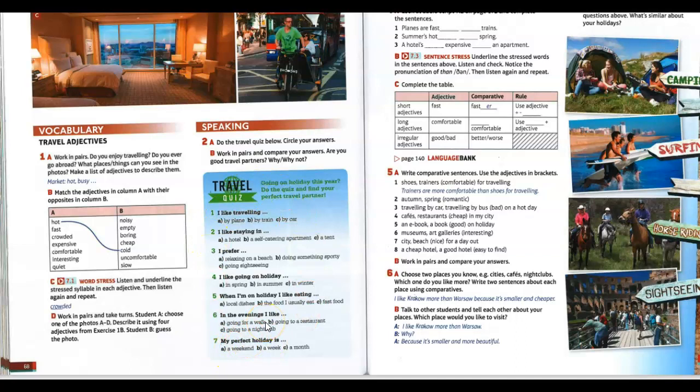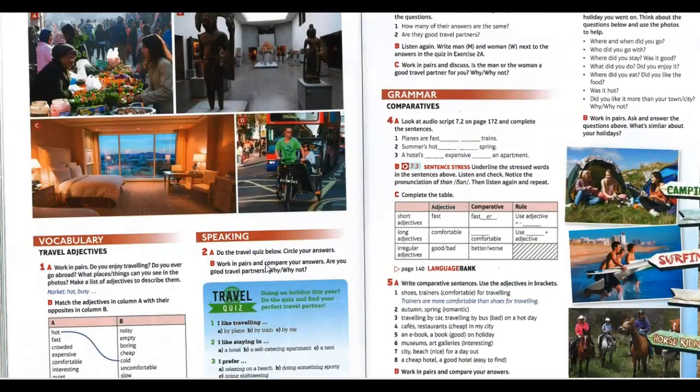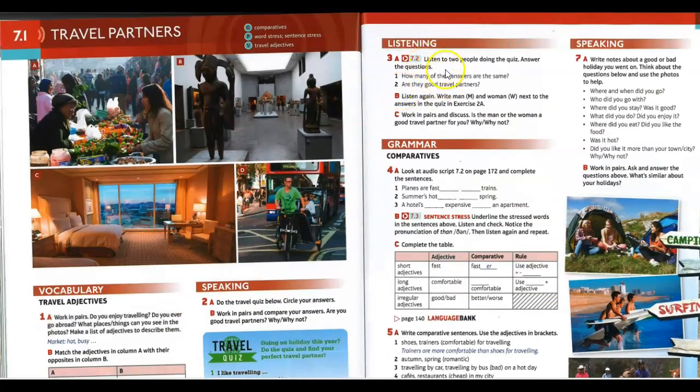You could either send it in the chat box for them to see or just display it on the board and they can make a note of their answers. They only need to write A, B or C. Then they can talk together either in the main room or the breakout rooms to see if they had similar or different answers. They'll then listen to two people doing this same quiz.